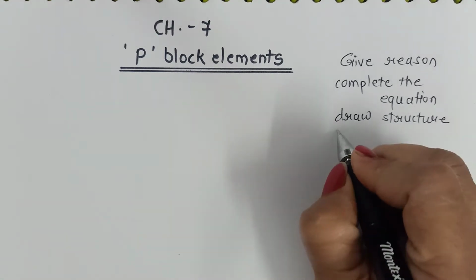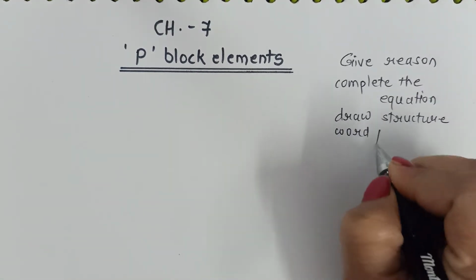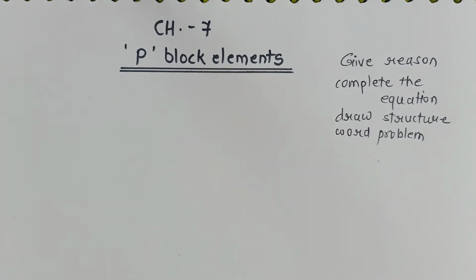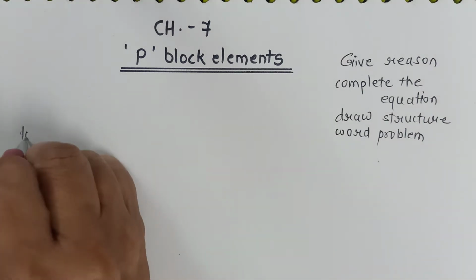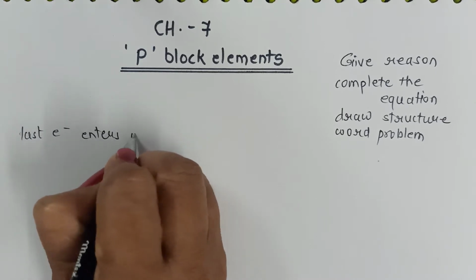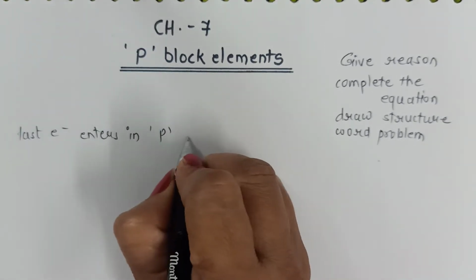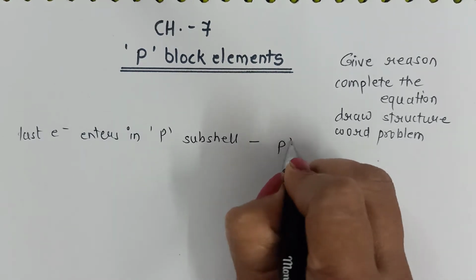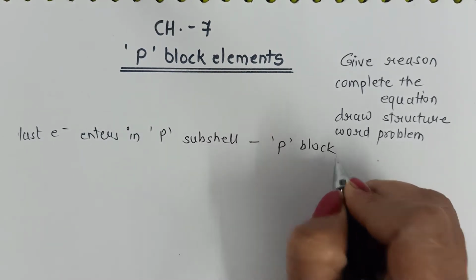We can also expect word problems, 5-mark question based on P block elements. So now when we can call any element as a P block element, or when we can give a tag of P block to any element, when the last electron enters in P orbital, or I will say P subshell, then that element will belong to P block element.